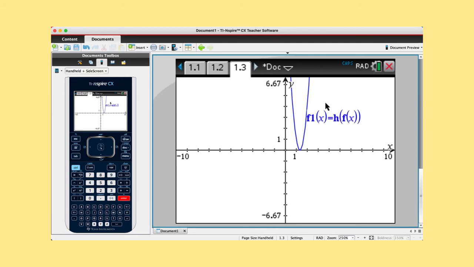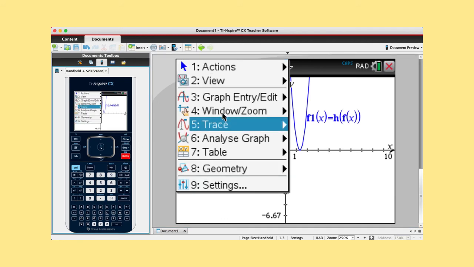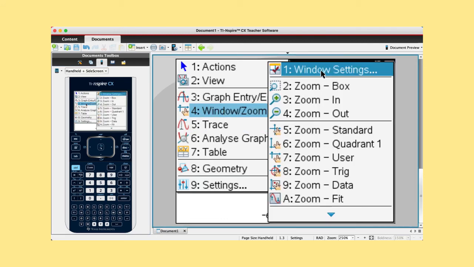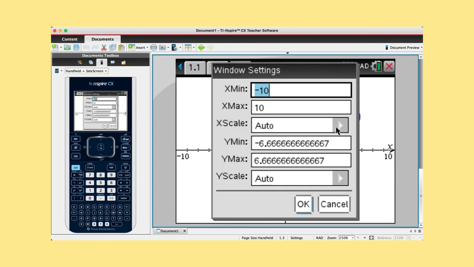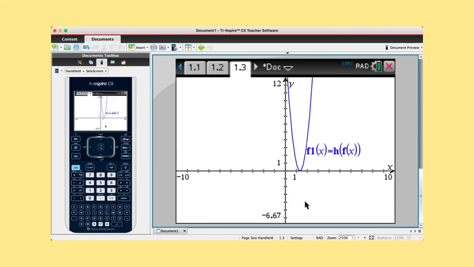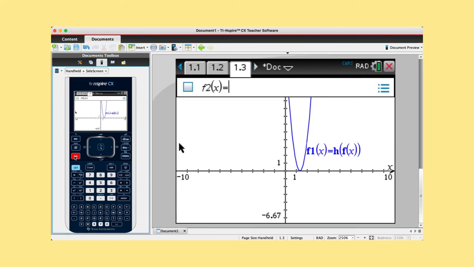the actual graph is not big enough, but we can change our window. So Menu, Window, Window Settings. We just want to change our maximum Y, so I'm going to go up to 12 to make sure I've got enough room. There it is. Now I can type in y equals 9. So to do a new graph, Tab, just type in 9.